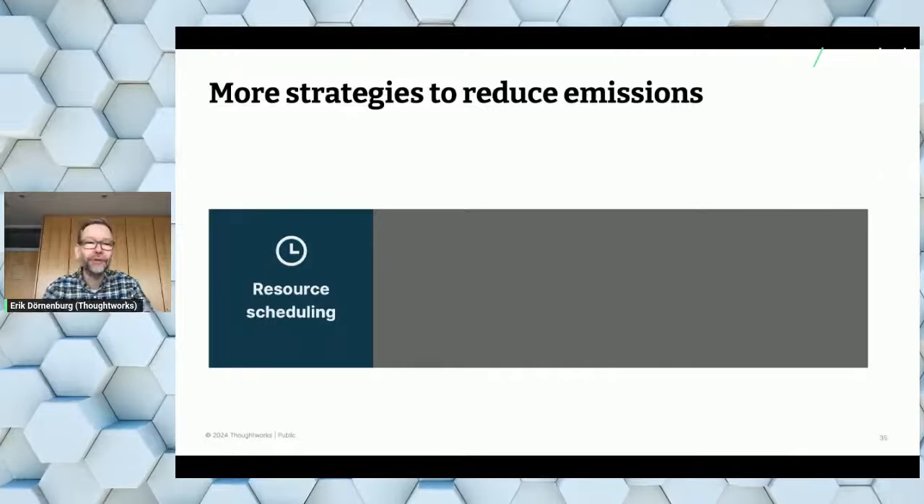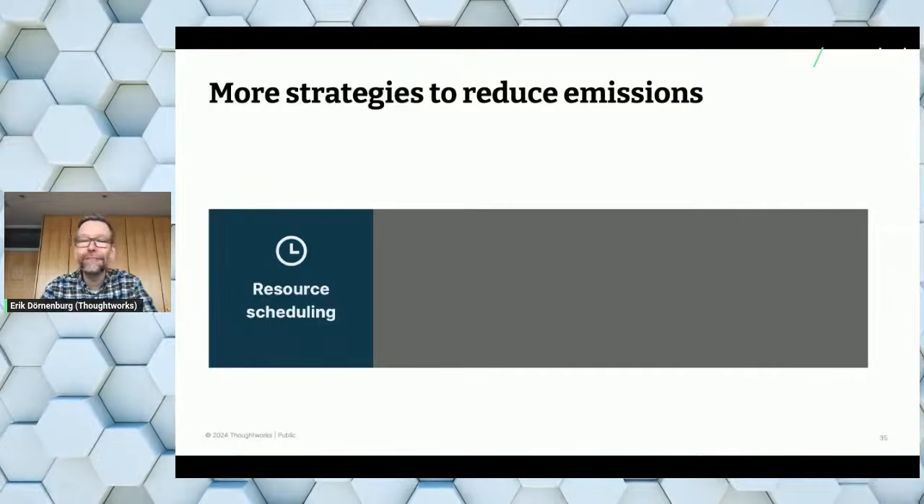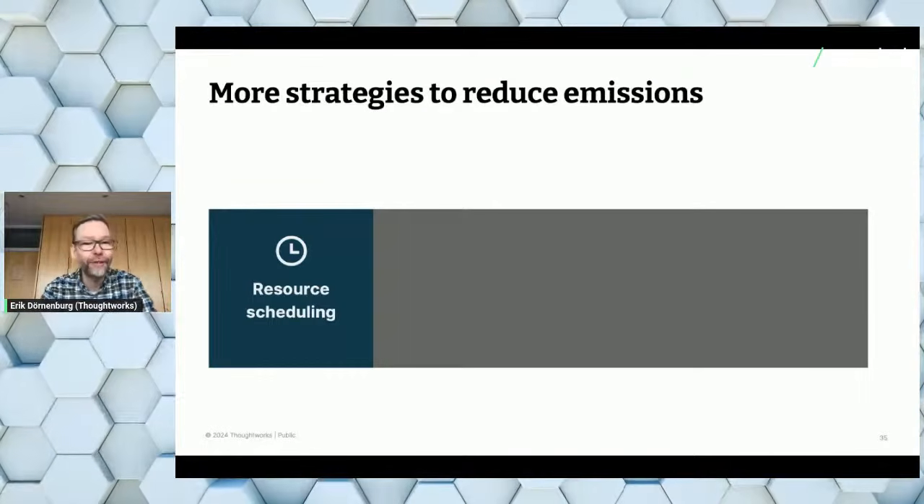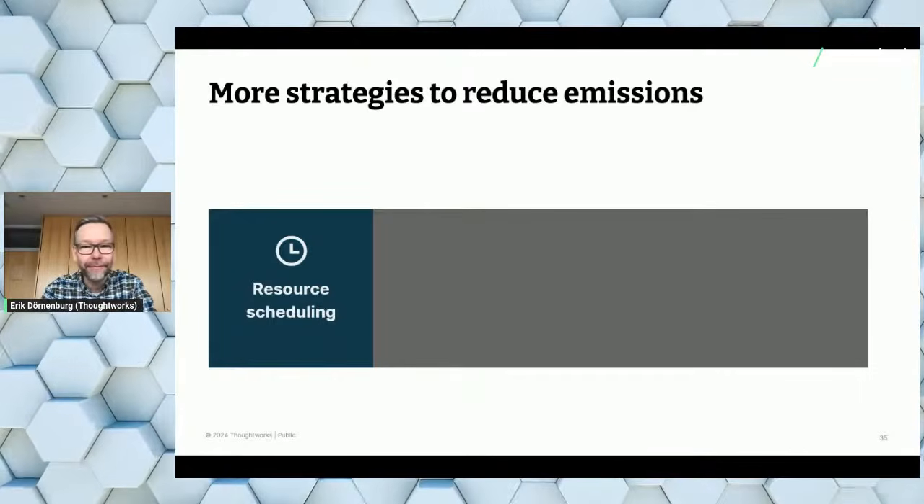Sometimes you don't have to do really clever AI or algorithms even. You can just do it on a basic cron job, if you will.